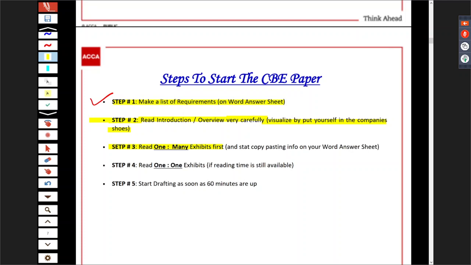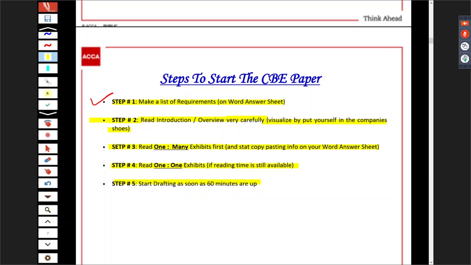Step number 3 is to read the one-is-to-many exhibits first. Remember I told you that you don't have to read all the exhibits in the natural sequence. You have to prioritize. So first read the one-is-to-many exhibits, and you can simultaneously start copy-pasting the information onto your Word answer sheet. After you're done with those, you can read the one-is-to-one exhibits if your reading time is still available. Then step number 5 is you start drafting as soon as 60 minutes are up. You have to stop reading and move towards drafting.